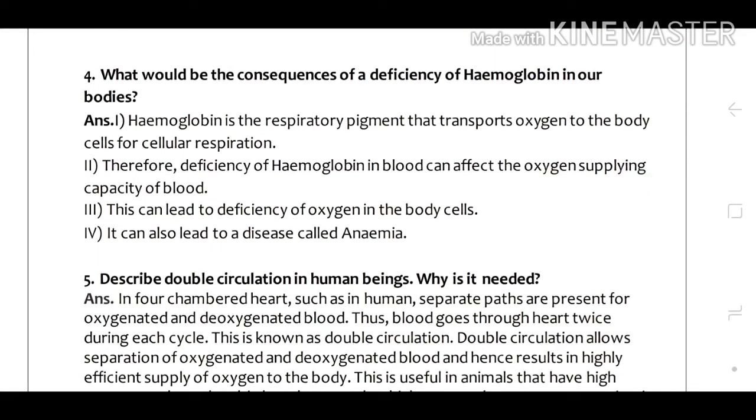Question 4. What would be the consequences of the deficiency of hemoglobin in our bodies? Answer. Hemoglobin is a respiratory pigment that transports oxygen to the body cells for cellular respiration. Therefore, deficiency of hemoglobin in blood can affect the oxygen supplying capacity of blood. This can lead to deficiency of oxygen to the body cells. It can also lead to a disease called anemia.